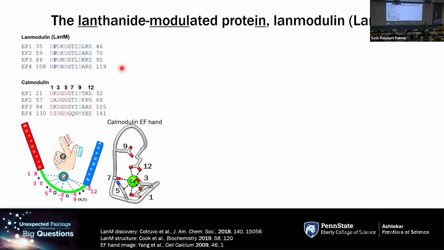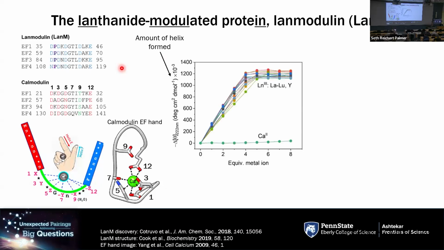It looks like a hand, and there are two helices. There's a helix going into the hand, which is where the metal binds, the calcium binds, and then there's another helix going out of it. So you and I have dozens of different proteins that look like this. So we had a suspicion that this protein was going to bind some rare earths, but the thing that cinched it is we did an experiment where we looked at the amount of these helices that are formed when we add in different metal ions to the protein.